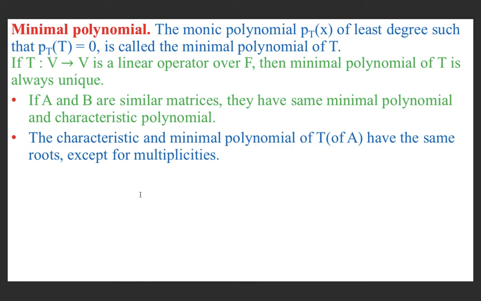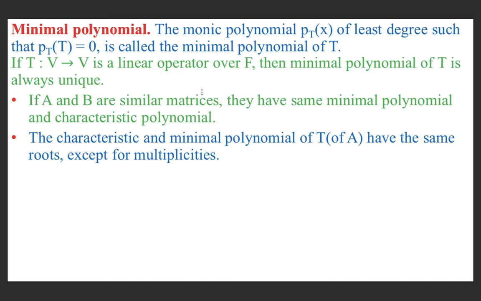Now the minimal polynomial. The monic polynomial P(t) of least degree, such that P(T) equal to 0, is called the minimal polynomial of T. Remember this thing? The degree should be least. If T is a linear operator over F, then the minimal polynomial of T is always unique. If A and B are similar matrices, then they have the same minimal polynomial and characteristic polynomial.